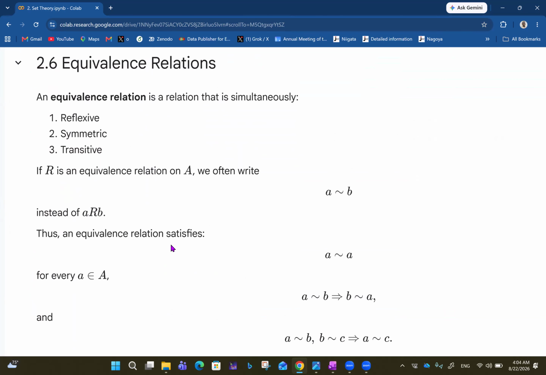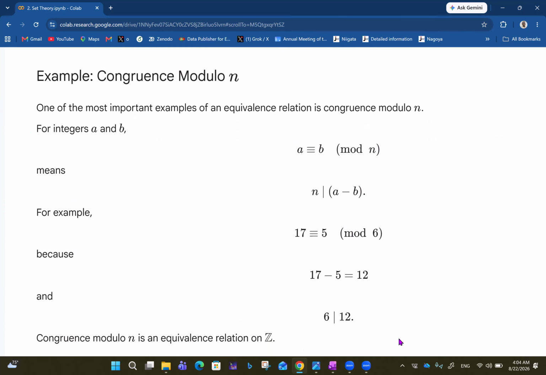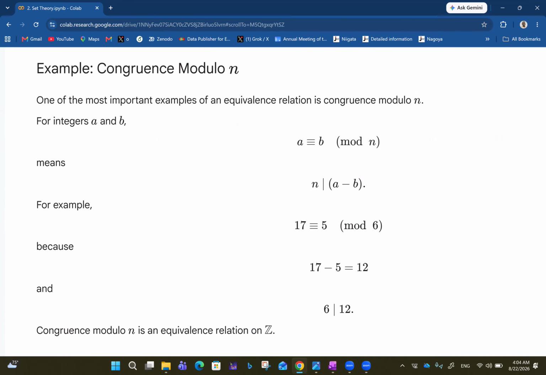Thus, an equivalence relation satisfies A related to A for every A belonging to the set, A relates to B implies B relates to A, and A relates to B and B relates to C implies A relates to C. That's what an equivalence relation is. So we talk about congruence modulo n now. One of the most important examples of an equivalence relation is congruence modulo n.